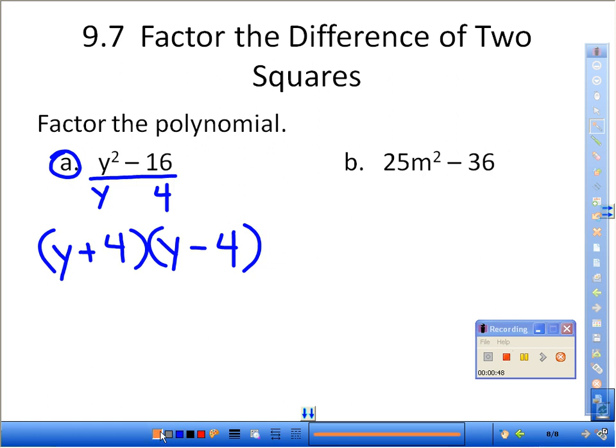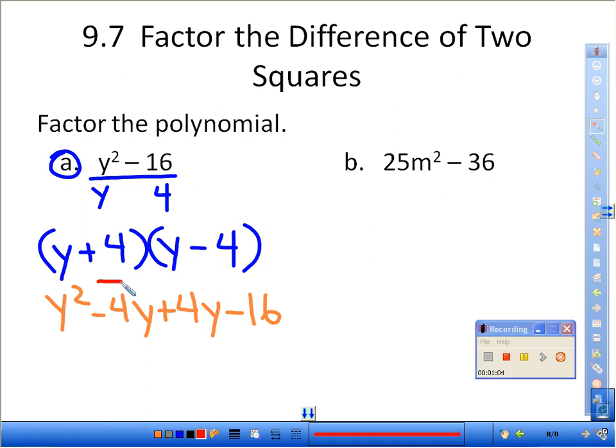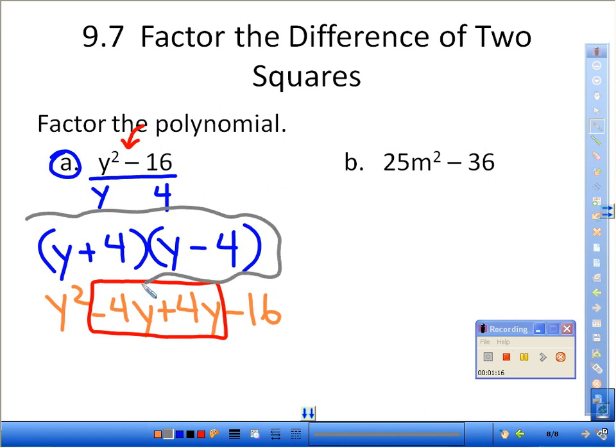If we FOIL this, start with the first, y times y is y squared. Outer would be negative 4y, inner positive 4y, and last negative 16. You'll notice that the inner and the outer cancel each other out. That's why there's no middle term in the original problem. Y squared minus 16. So the answer to this problem are the factors y plus 4 and y minus 4.